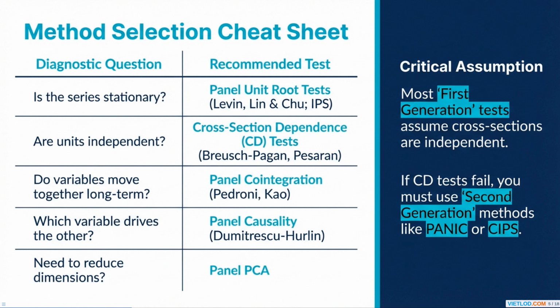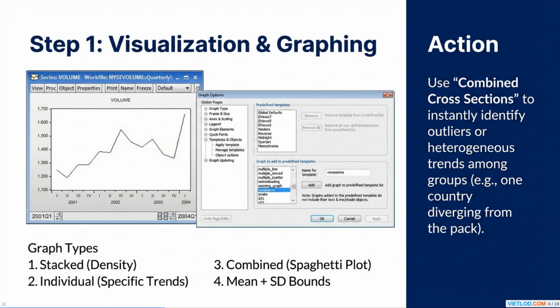Third, if you're investigating whether variables move together in the long term, panel cointegration tests, such as Pedroni or Kao tests, are recommended. Fourth, to identify which variable drives the other in a predictive sense, use panel causality, specifically the Dumitrescu-Hurlin test. Finally, if you need to reduce the dimensions of your data, panel principal components analysis is the method to use. A crucial point highlighted is that most first-generation tests assume cross-sections are independent. If your CD tests indicate dependence, then you must switch to second-generation methods, such as PANIC or CIPS, which are robust to cross-sectional dependence.